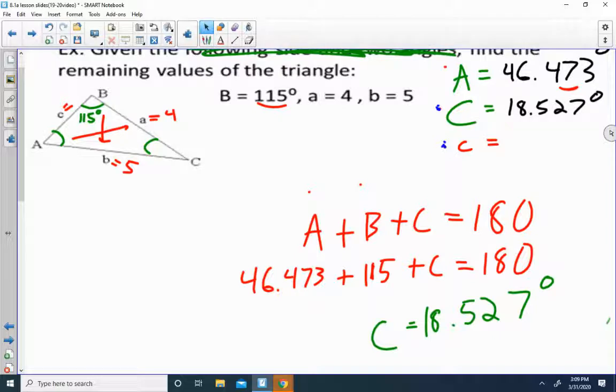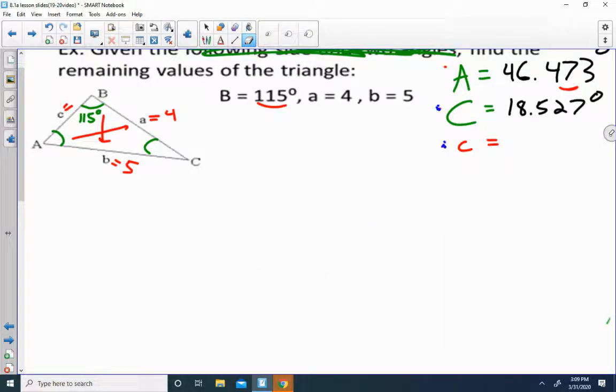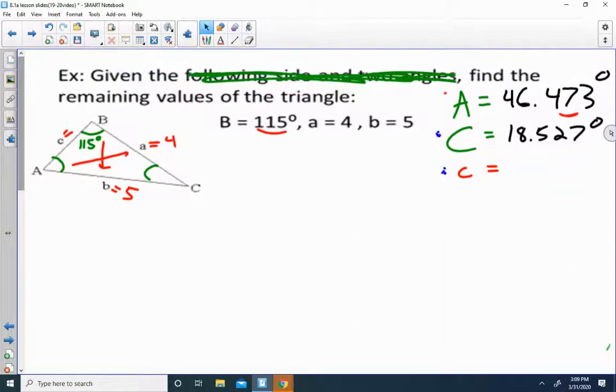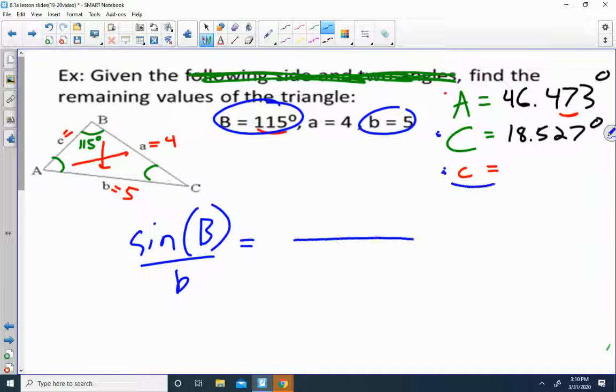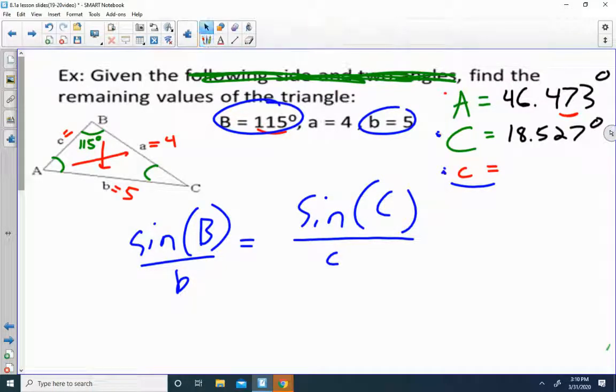All right. Now that part's really easy. As long as you have two angles, you can easily find the third. All right, now moving on to our final. We need to find little c. And I'm going to go ahead and use my original pair to help me out. So in other words, I'm going to use sine of b over little b. And since I'm finding little c, I'm going to use sine of big C over little c to help me solve. And let's go from there.